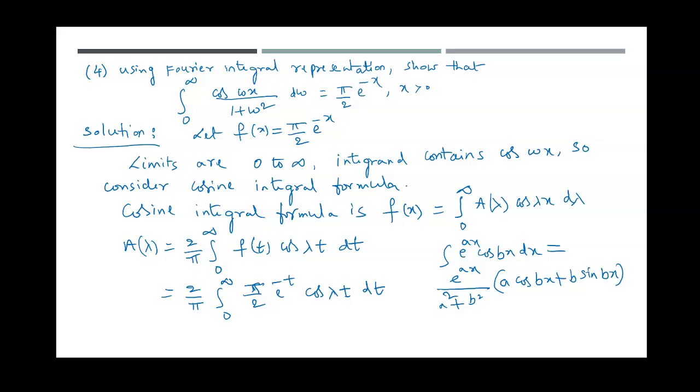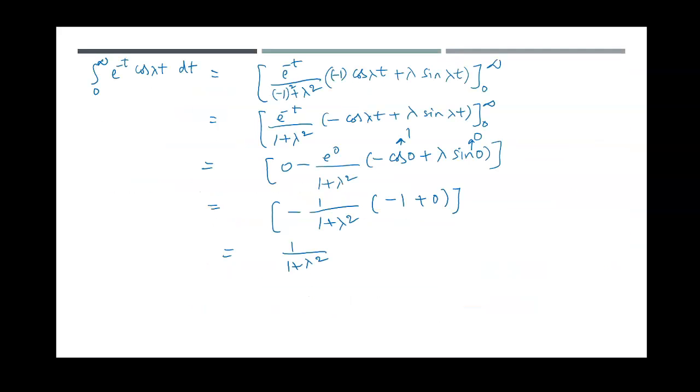Now here if you observe a equal to minus 1 and b equal to lambda, we get integral 0 to infinity e power minus t cos lambda t dt. Then use this formula, then you get integral 0 to infinity e power minus t cos lambda t dt equal to e power minus t by minus 1 whole square plus lambda square into minus 1 into cos lambda t plus lambda into sin lambda t under the limits 0 to infinity. We have applied e power ax by a square plus b square, a cos bx plus b sin bx formula.